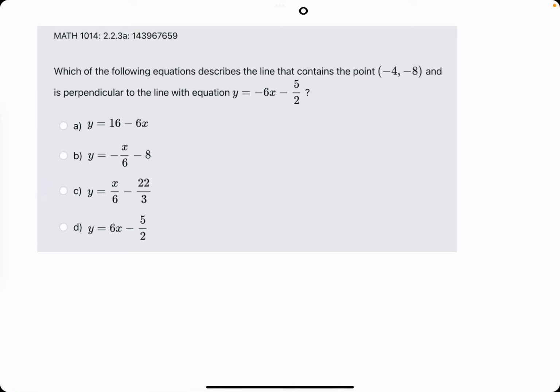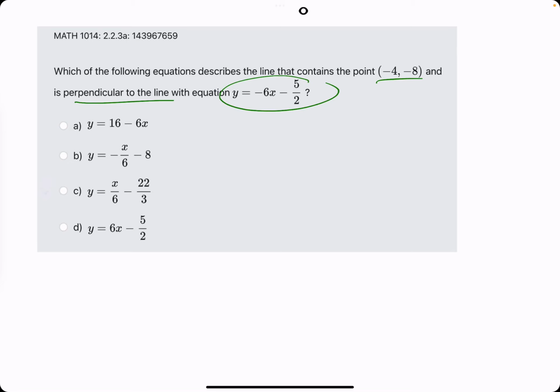Okie dokie. In this problem, they ask which of the following equations describes the line that contains this point and is perpendicular to the line with this equation. So now let's start with the equation they give us and talk about what it means to be perpendicular.